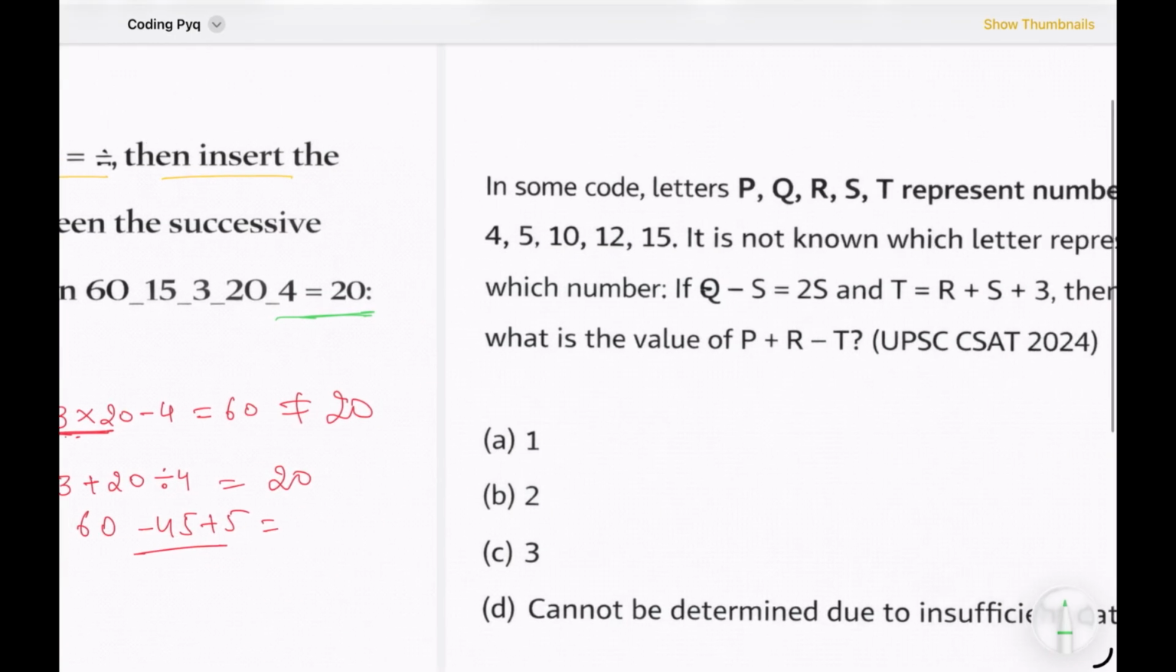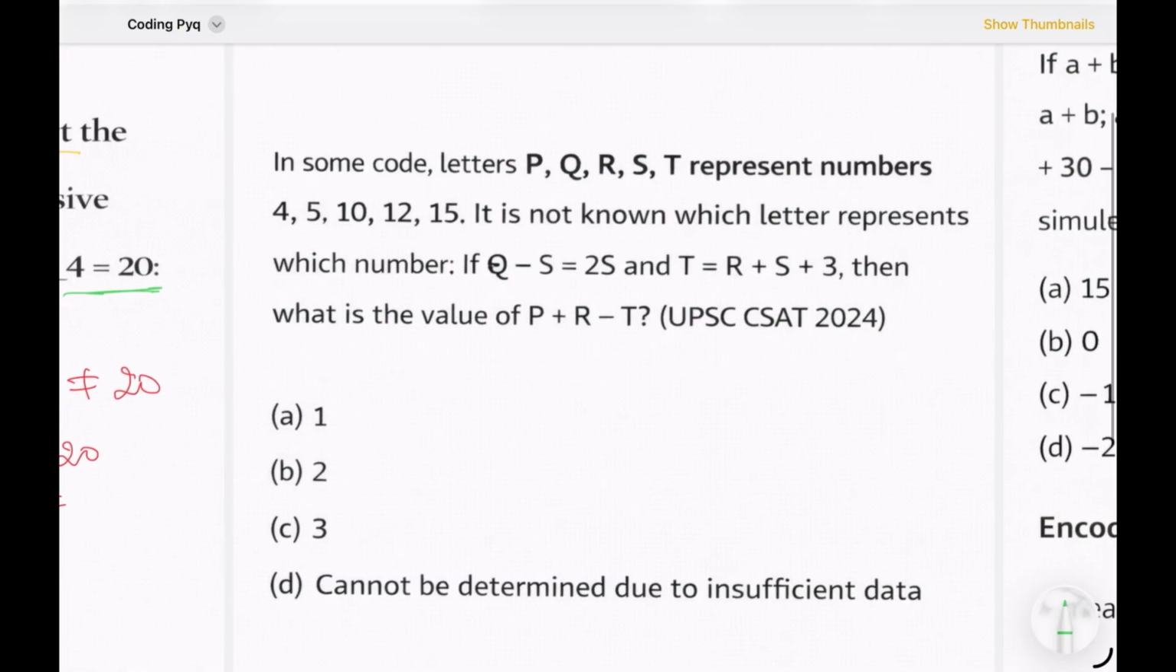Next question, in the 2024 examination: in some code, letters P, Q, R, S, T represent numbers 4, 5, 10, 12, 15. It is not known which letter represents which number. हमें ये नहीं पता है कि कौन सा नंबर कौन से लेटर को रिप्रेजेंट कर रहे हैं. If Q minus S is 2 times S, first equation given, and T is equal to R plus S plus 3, then what is the value of P plus R minus T? We have to find out the value of P plus R minus T.